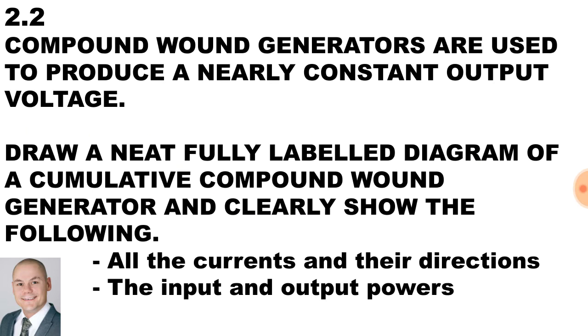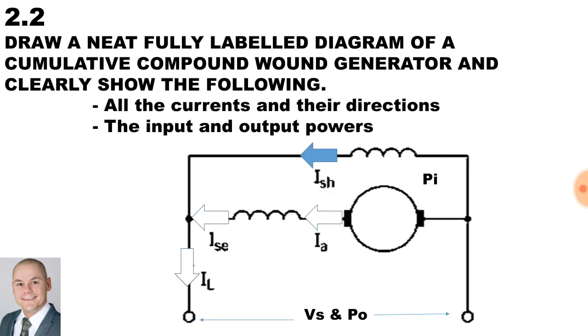Question 2.2. Compound wound generators are used to produce a nearly constant output voltage. Draw a neat, fully labeled diagram of a cumulative compound wound generator and clearly show the following: all the currents and their directions, the input and output powers.